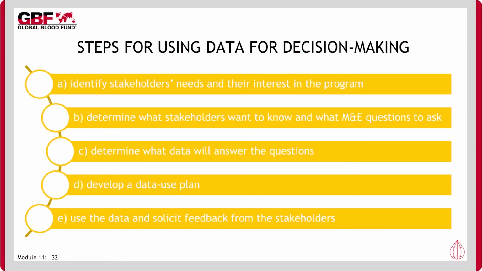There are 5 steps to be undertaken for effectively using the recruitment program data for decision making. The first step is to identify stakeholders' needs and their interest in the program. The second step is to determine what stakeholders want to know and what M&E questions need to be asked. In step 3, there is a determination of what data will answer the questions. The fourth step allows for the development of a data use plan. The last step, 5, anticipates that feedback will be solicited from stakeholders on the usefulness of the data generated.